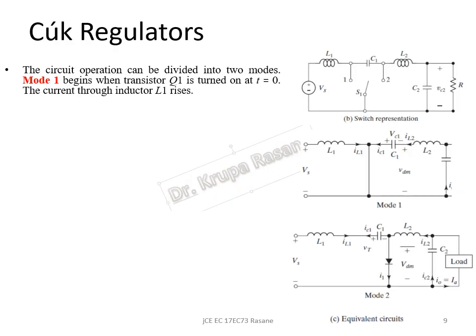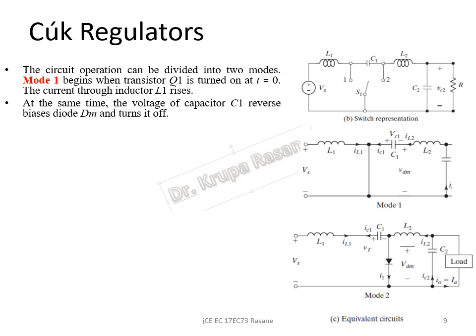So let us see how it works. The circuit operation can be divided into two modes of operation. This is the switch representation. This is mode 1, where the switch is put into position 1, when the transistor Q1 is turned on at t equal to 0, and the current through the inductor L1 will rise in this fashion. So in mode 1 the transistor is switched on, and the circuit will look like this. This gets short circuited and you will get the current rising through the inductor L1 at t equal to 0.